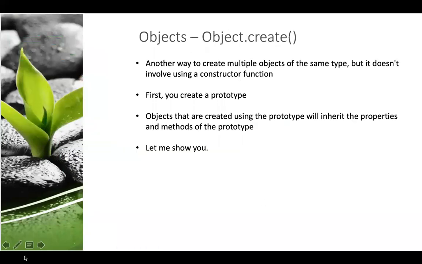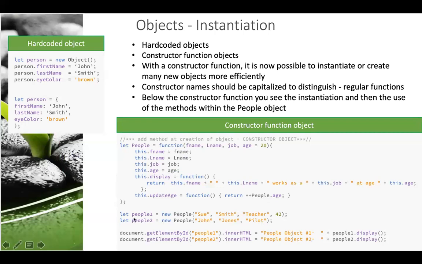So to instantiate, this is the instantiation portion right here. All you've got to do is say, you name it, whatever you're going to name it. You could say P1, you could say people1, whatever you want to name it. And then you say new People. So this is a constructor function, you're calling it, and you're saying Sue Smith, teacher, 42. Well, Sue is good enough to give us all the pieces. We got all the pieces for Sue. So instead of being 20, she's going to be 42.